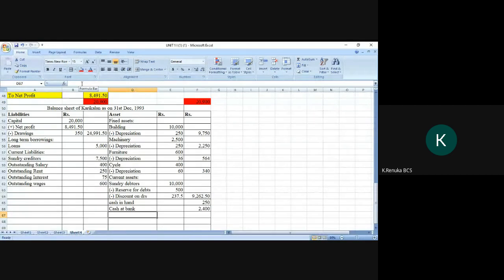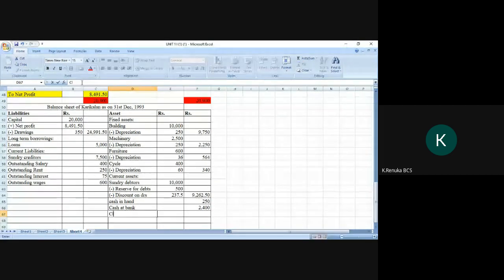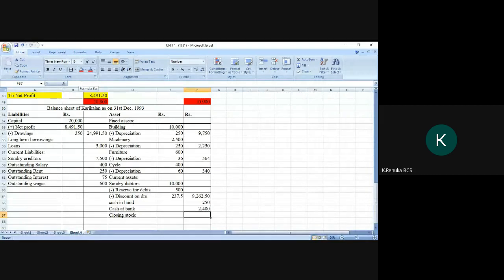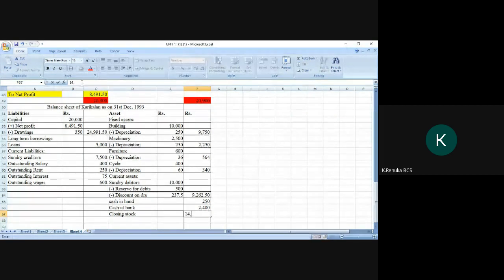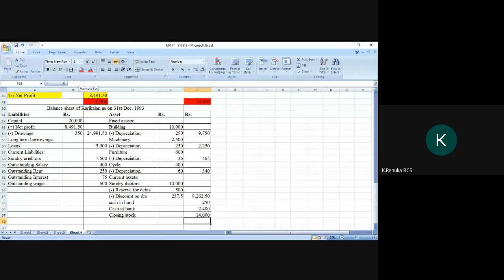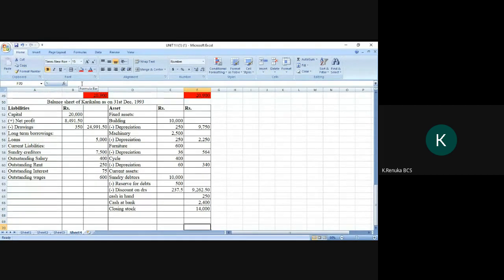So we have placed all the items, and finally we are going to close with closing stock. So closing stock has been given in the adjustment. The first adjustment has been placed in the trading account. The second time it has to be posted in the balance sheet. All the time assets has to be closed with the closing stock. So closing stock value is 14,000. So now we have finalized all the items which has to be placed in the balance sheet.